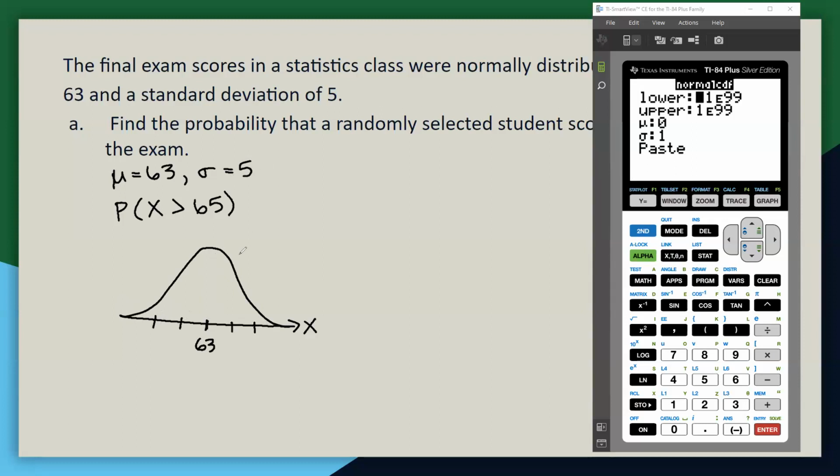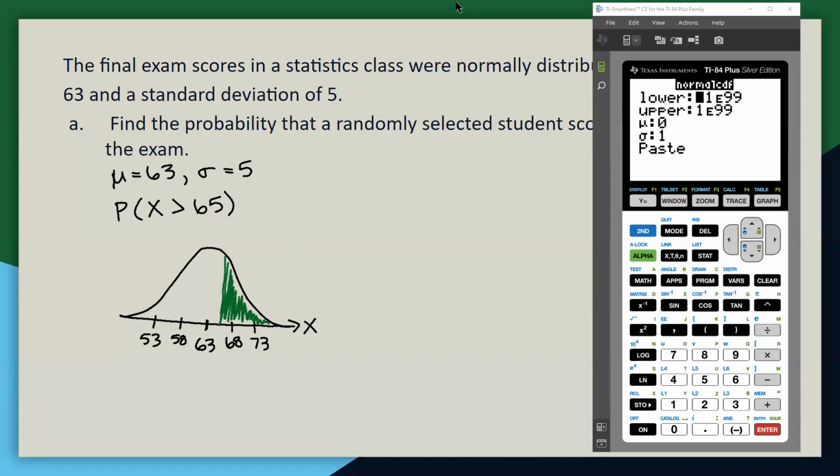So my standard deviation is 5. So this is going to be 68. 68 plus 5 is going to be 73. We go in the other direction, I'm going to end up at 58 and then 53. I'm going to grab a different color here. I'm interested in greater than 65. So 65 is just a little bit past where our mean is. And we want greater than, so I'm going to shade to the right. So I'm interested in this area here.